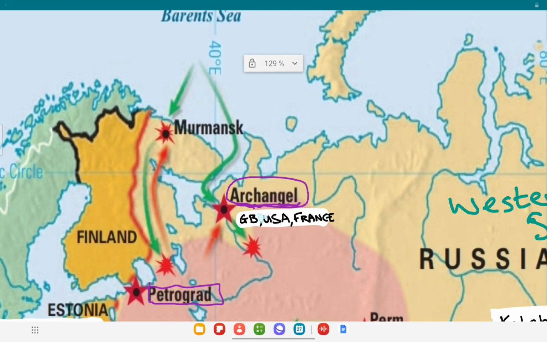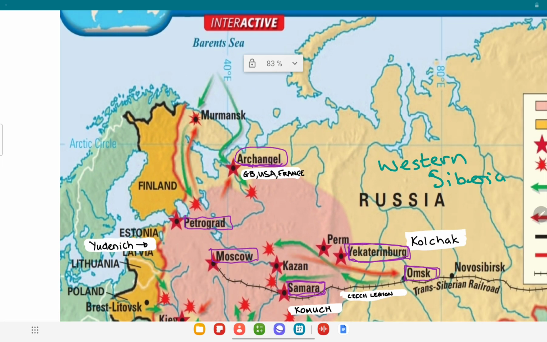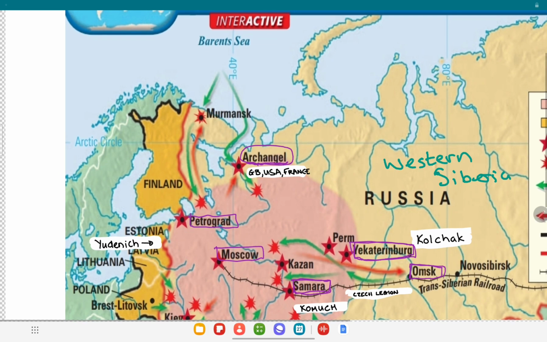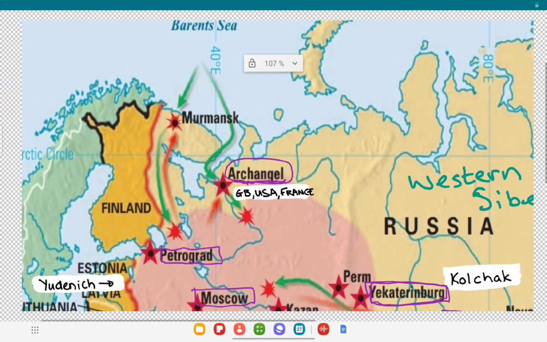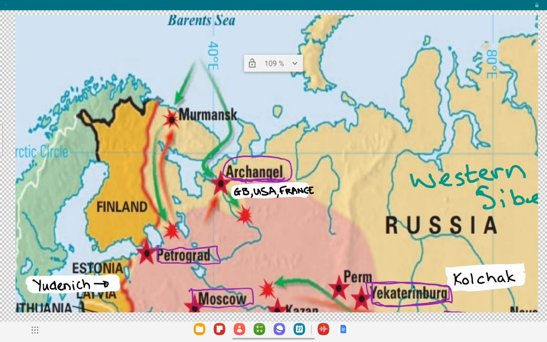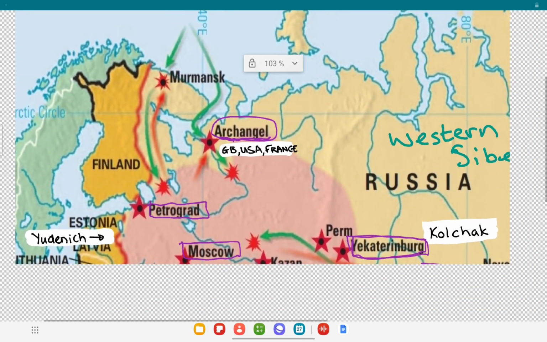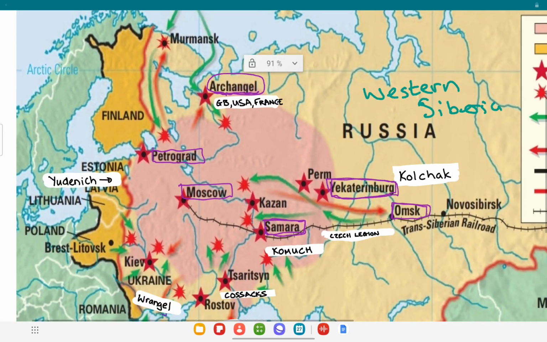Up here in the north, you've got Archangel, which is the area that the British, Americans, and French invaded. The British brought tanks with them to help the White forces, but they never really made much of an advance down here. The British efforts in Russia have sometimes been called half-hearted. You may have come across some of the quotes from Lloyd George, the Prime Minister at the time, who said he was prepared to accept a Bolshevik government rather than a broke British government. Okay, so they weren't too concerned about what was going on.